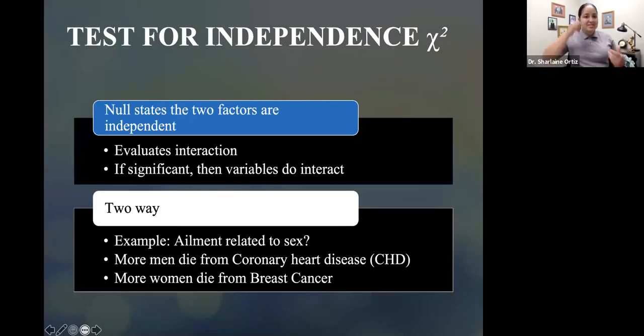So let's think about the test for independence. With the null hypothesis, we're stating that both of these factors are independent, that one is not going to influence the other factor. We're also going to look into that evaluation of that interaction. If the null is retained, it means that those variables are not interacting, right? It means there's no difference. Therefore, if there's no difference, it's telling me that those 2 variables are not interacting with each other.